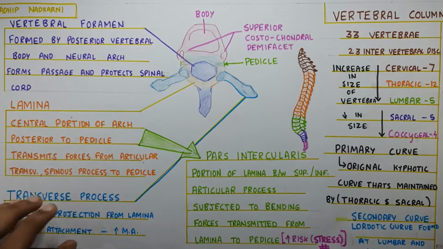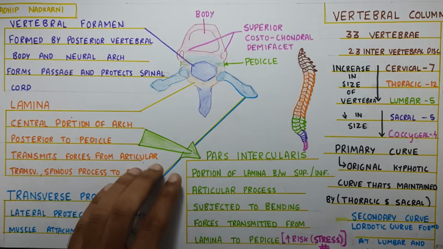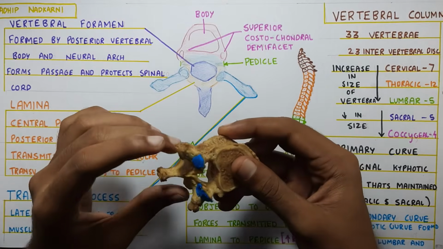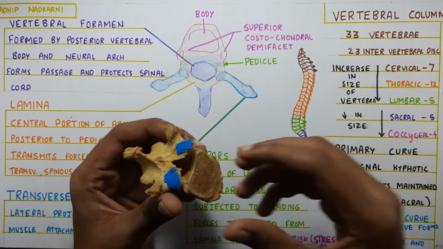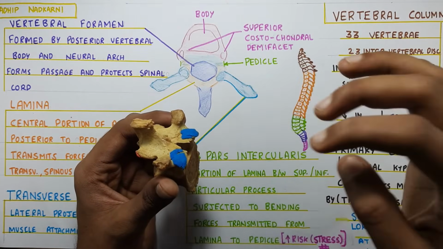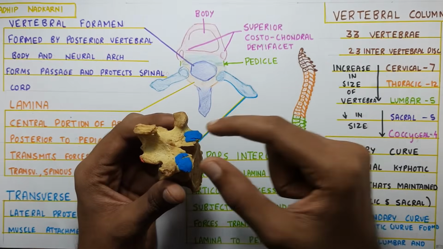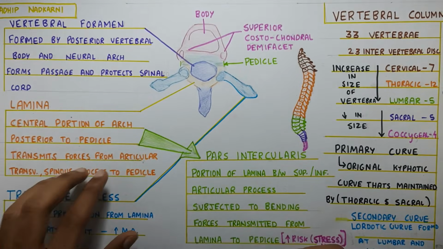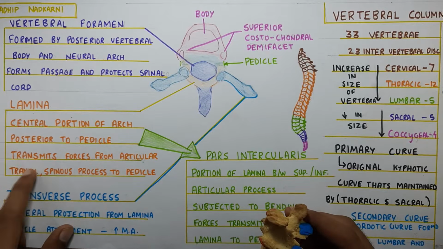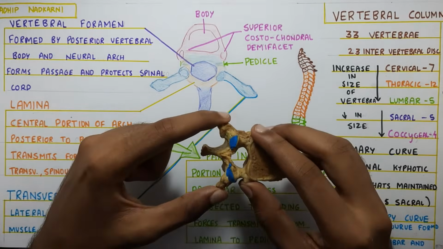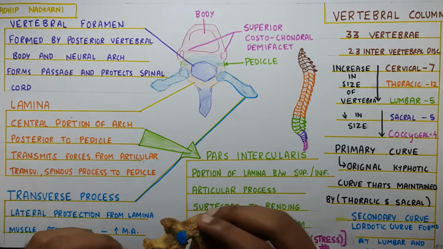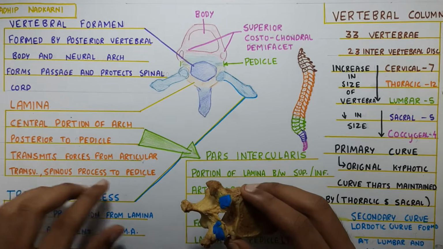So what this lamina does is it transmits forces from the articular surfaces over here. Through them there is force transmission, because they are articulating with another bone, another vertebra. So those forces are coming to the lamina through these articulating surfaces. It transmits the forces from the articulating processes, and also through the transverse and spinous process. So through them also the forces are coming, and it transfers these forces to the pedicle.